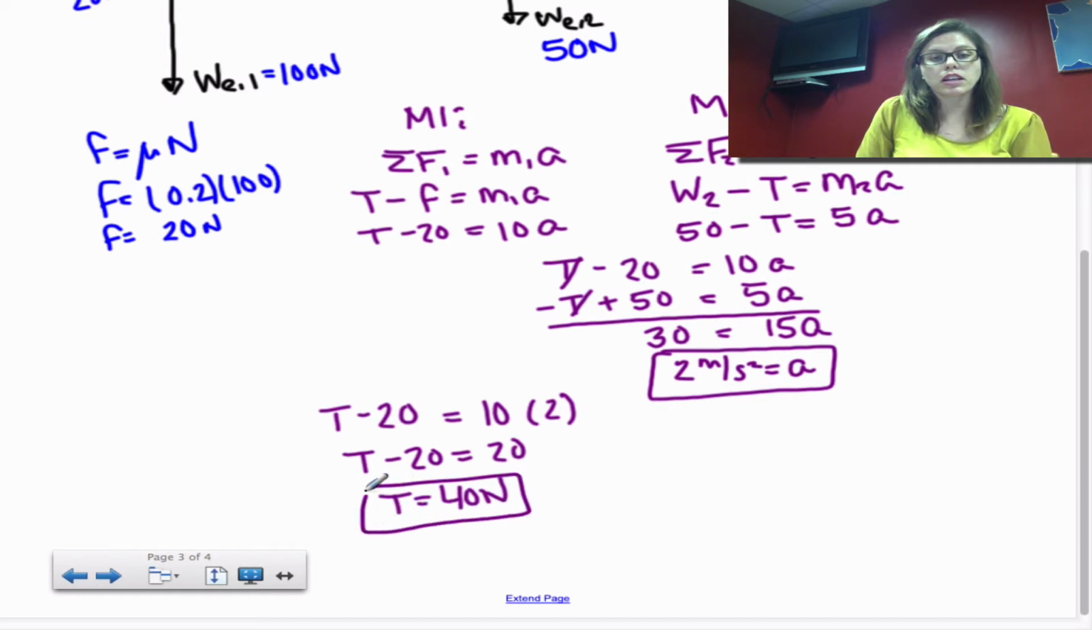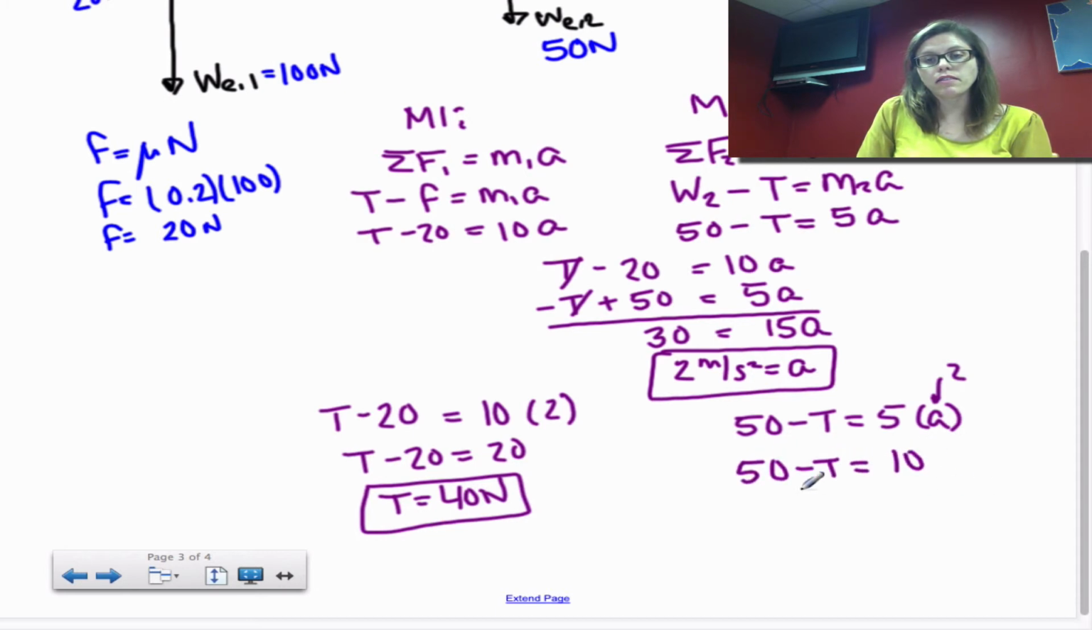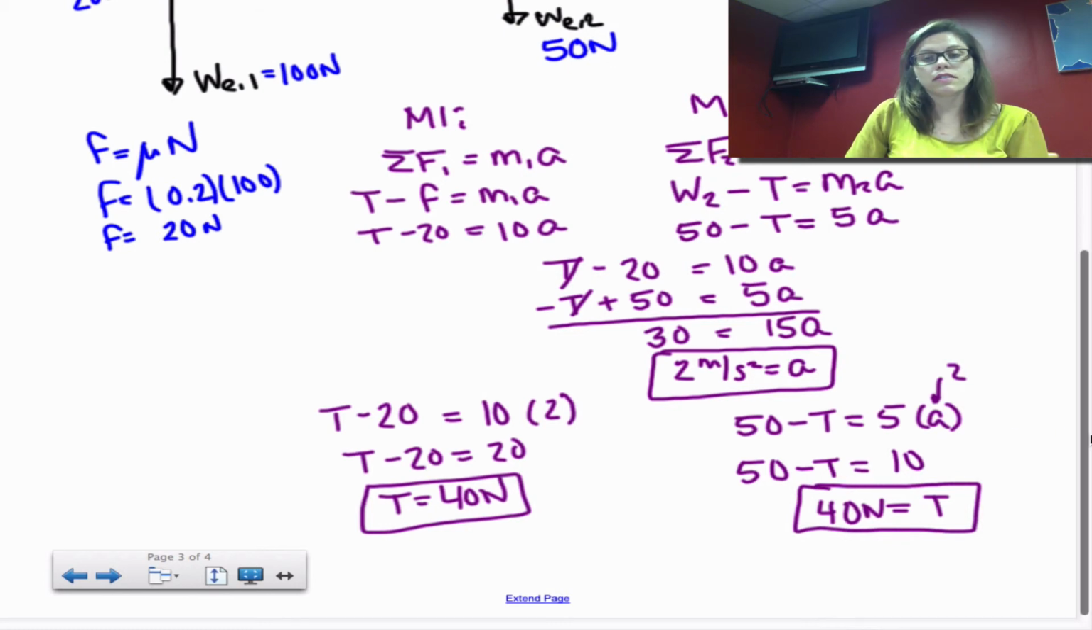And then we could check by plugging into the other equation. So 50 minus T is equal to 5a, which is 2, right? So 50 minus T is equal to 10. And so 40 newtons is equal to T. Very good. Excellent. So there we go.